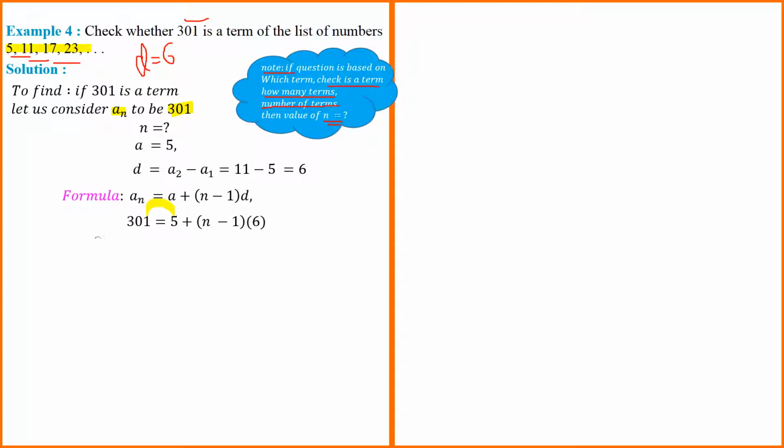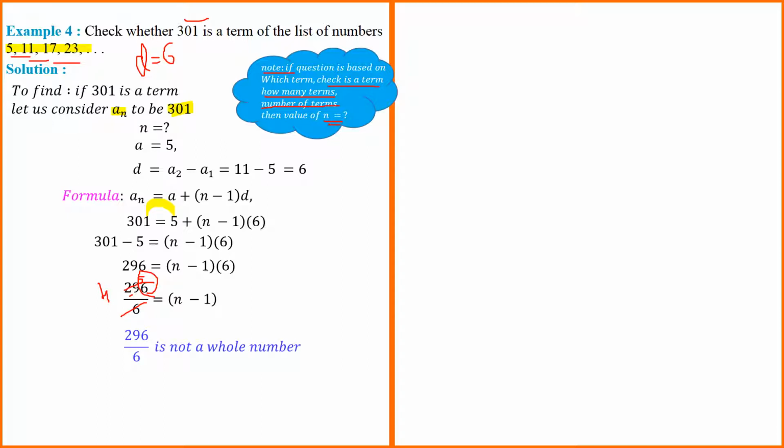So transpose 5 to the other side, it's going to be 296 when you subtract, and divide it by 6. 296 divided by 6 is... 296 is not divisible by 6, I believe. The reason for this, let me check it out here. 6 4s are 24, so the remainder is 5. When you carry forward the 5, it's 56. 56 is not divisible by 6 table. Therefore the given term, that is 301, is not a term of the given arithmetic progression.